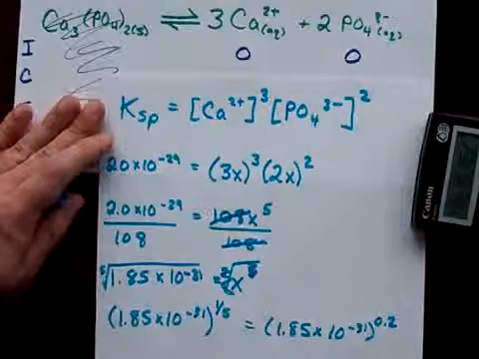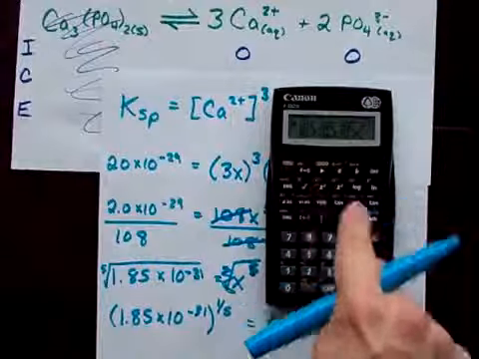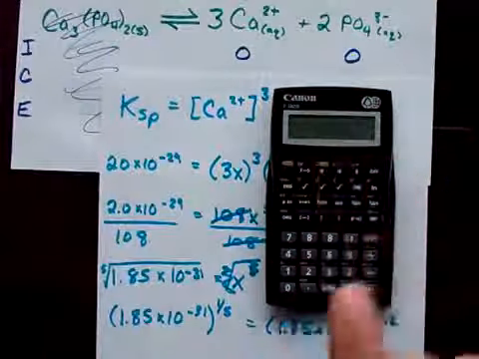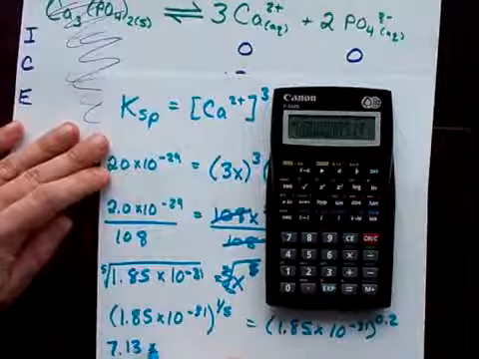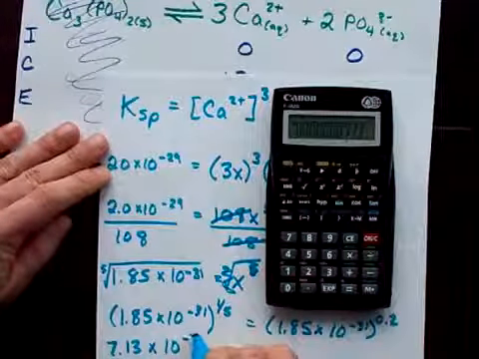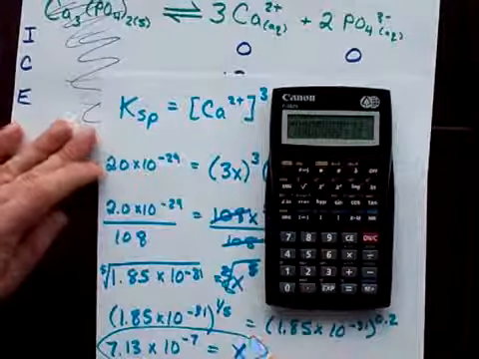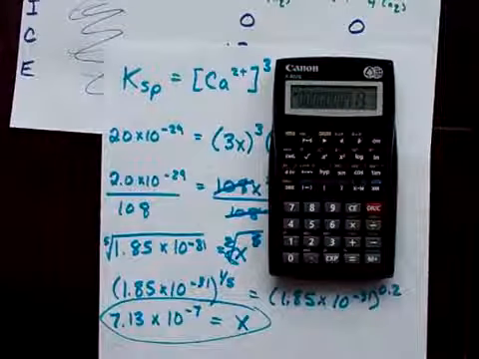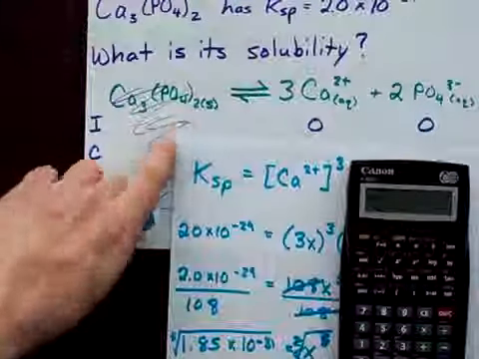0.2. Let's just do that on my calculator here, to the power of 0.2 or 1/5 or fifth root. And what I end up with is 7.13 times 10 to the power of minus 7. Cool. I've solved for my x, and it's 7.13 times 10 to the minus 7. That is the solubility in moles per liter of calcium phosphate.